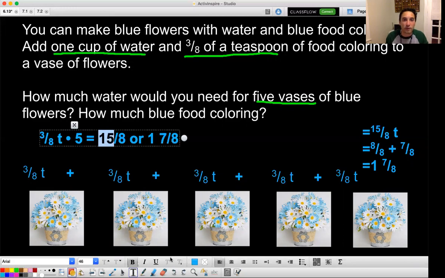So using repeated addition can be a way for you to solve these multiplication problems where you have a fraction that you're adding multiple times. All right, so that is the way that we are going to add these, multiply these fractions, and we'll give it a try now. All right, good luck.